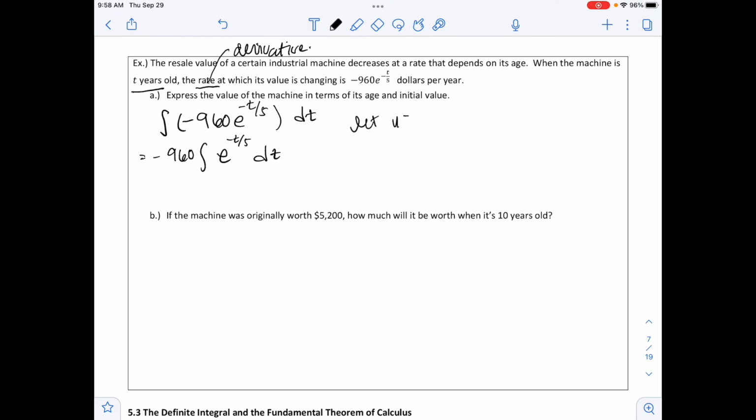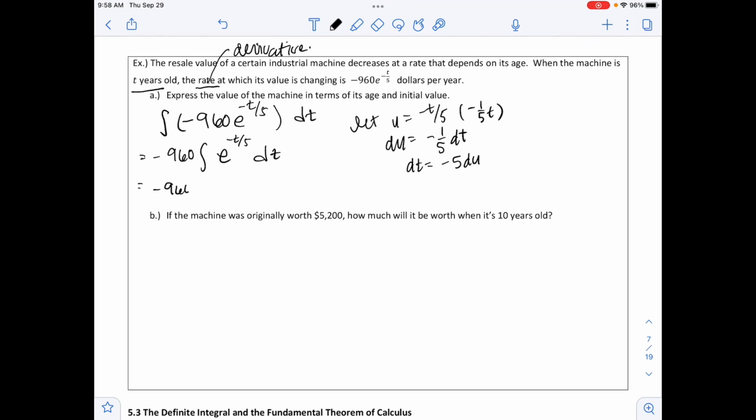So I'm going to let u equal negative t over 5, or if you want to think about it as negative 1/5 times t, same thing. So taking the derivative of this, I get just negative 1/5 dt, or dt is equal to negative 5 du. So from here, I'm going to substitute that in.